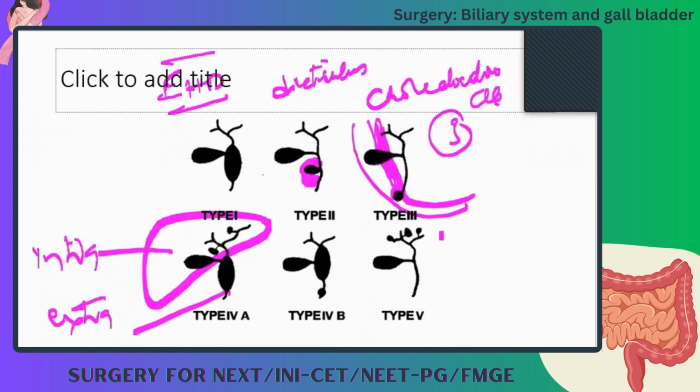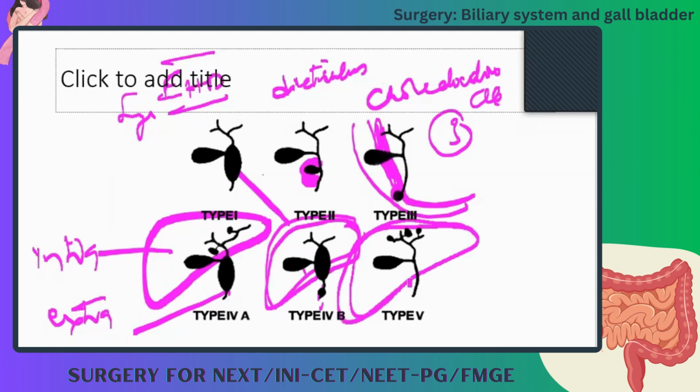Yes, sir. Type 4B, it is only extrahepatic but multiple. It is almost similar to type 1, but it is having multiple dilatations. Type 1 is a single dilatation. 4B is having multiple dilatations. And type 5 is only intrahepatic. Within the liver only, there are dilatations. Okay? Sir, type 4B and type 5, sir. Yeah.